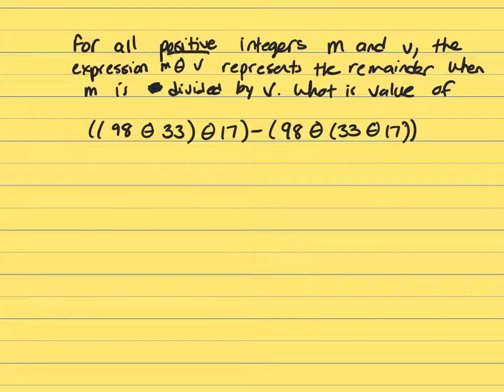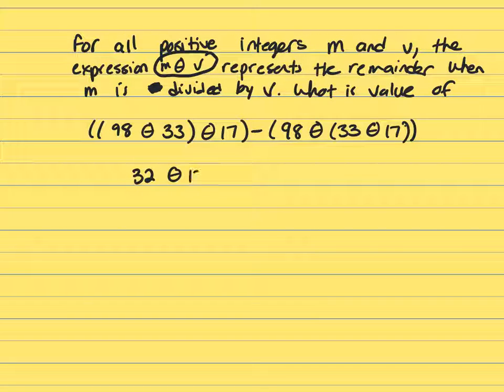So this expression represents the remainder. So 98 divided by 33. Well, 33 will go into 98 twice. That gives you 66. It won't go 3 times, that would be 99. So 33 will divide into 98 twice with a remainder of 32.